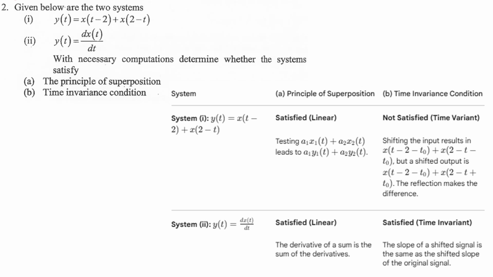Okay, next question. Two signal systems are given: y(t) equals x(t minus t) plus x(2 minus t), and another signal is given. The question is asking whether the system follows the principle of superposition and time invariance. So how will you check whether the system follows superposition or not?